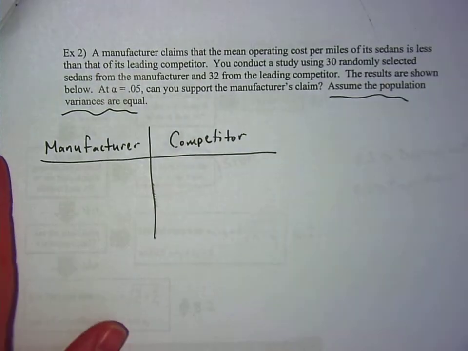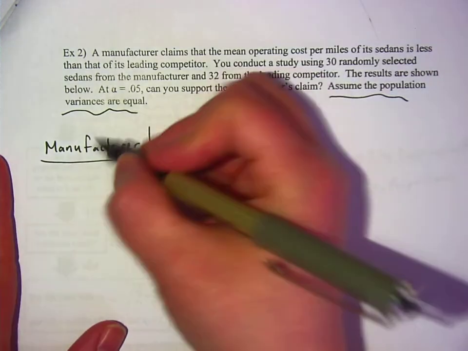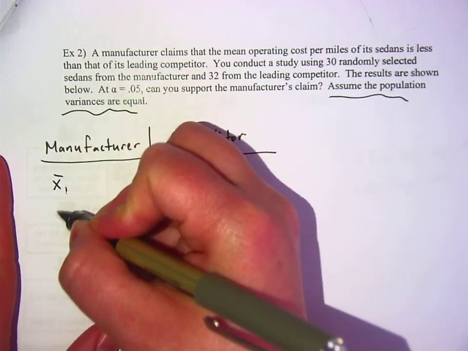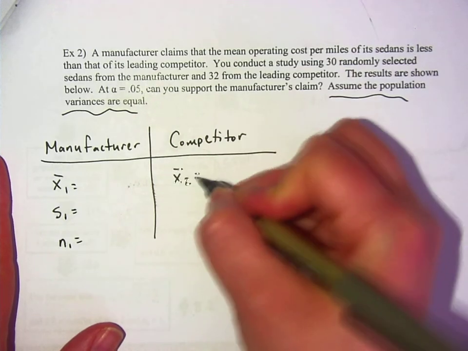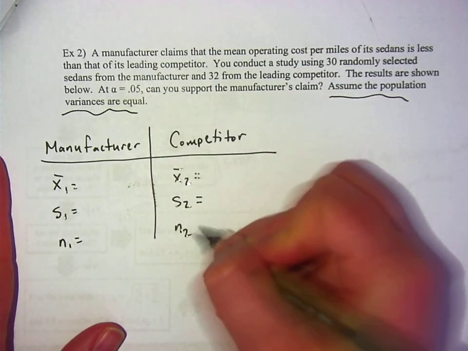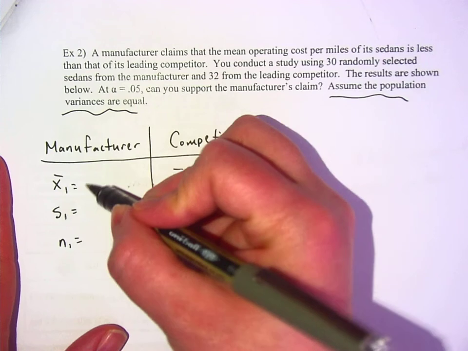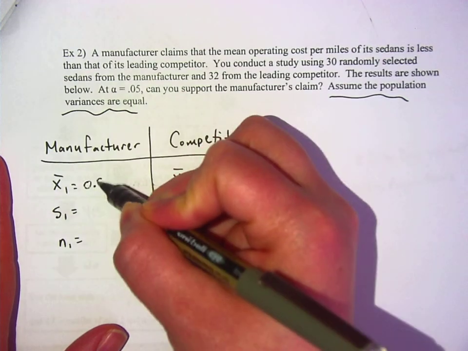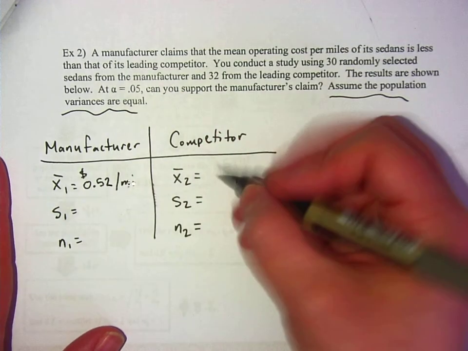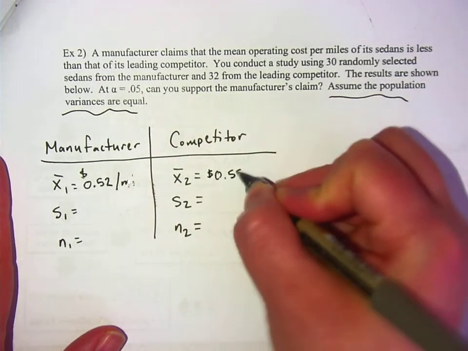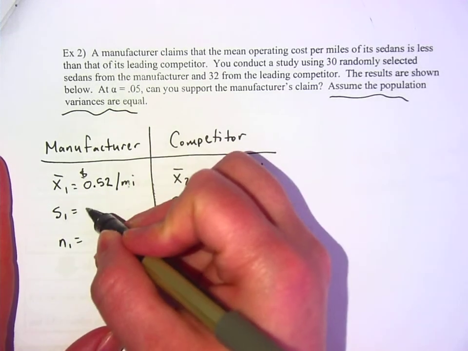This one says that a manufacturer claims that the mean operating cost per mile of its sedans is less than its leading competitor. All right, so here's all the data that you need. So for the manufacturer, it is 52 cents a mile. And for the competitor, it is 55 cents a mile. The standard deviation is 5 cents a mile.